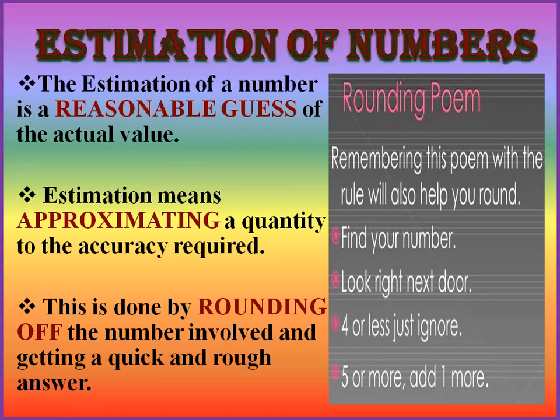So you have to first find the number to which you have to round it off. Look right next door. That means look at the number to the right of the given number. If that number is 4 or less, just ignore it. If that's 5 or more, add 1 to the previous number. Okay, let's see with the rules.